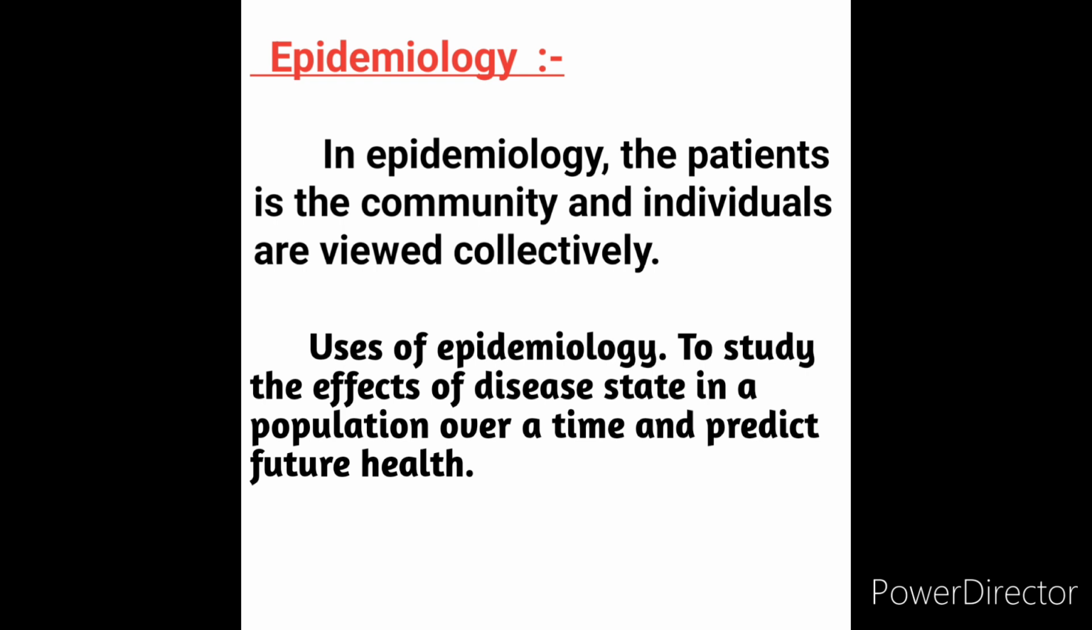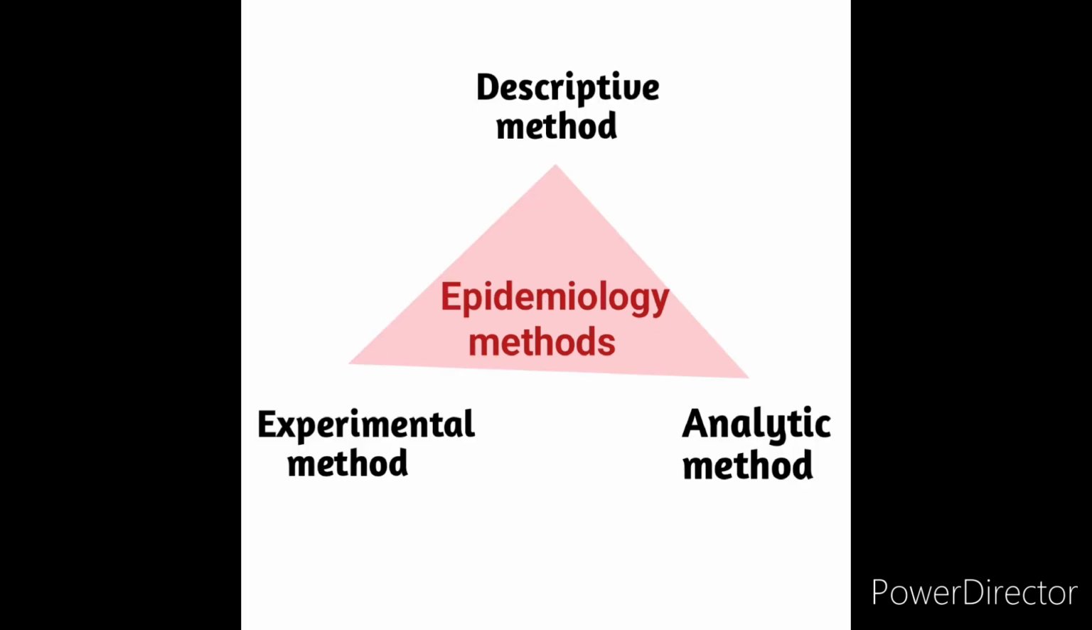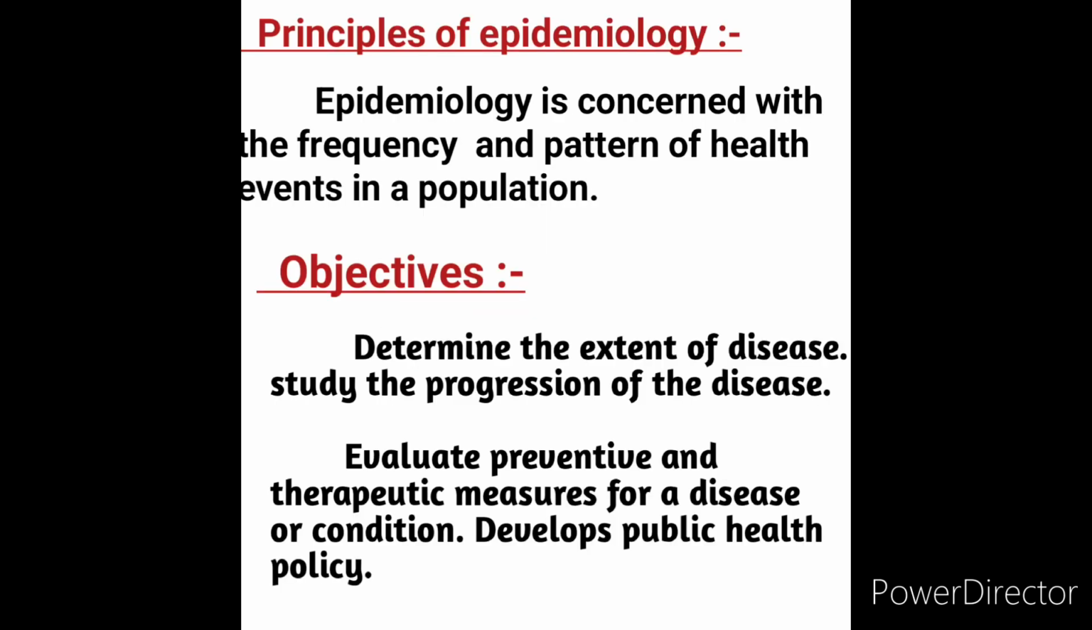Now we will see the epidemiology methods. Epidemiology methods are the analytic method, the experimental method and the descriptive method. The first method is the analytic method, the second one is the experimental method, and the third one is the descriptive method. These are the three methods in epidemiology. Now we will see the principles of epidemiology and objectives.